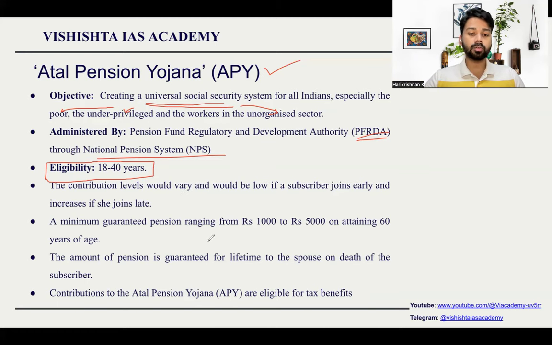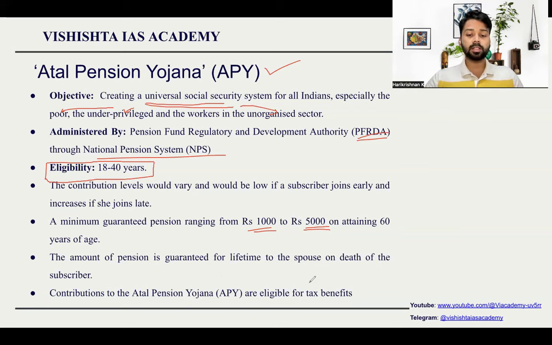The maximum pension one can get on attaining 60 years of age is 5,000 rupees. The minimum will be 1,000 rupees. So 1,000 to 5,000 rupees, based on the amount the person has contributed, will be received. And the money that a person receives as pension will continue throughout his lifetime, from 60 years of age until the age he lives. And once that person dies, the spouse of that person will be able to get the money.